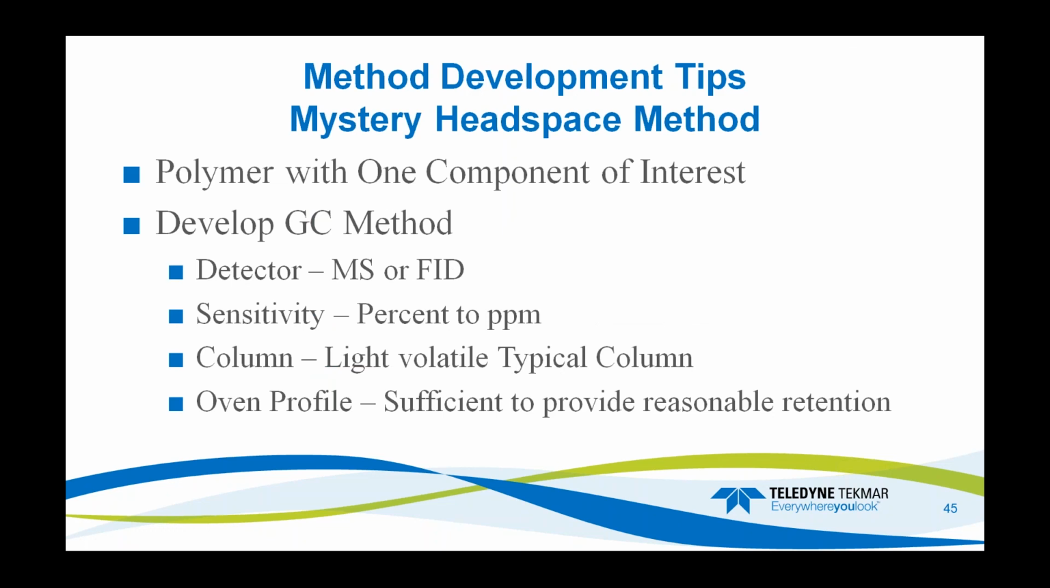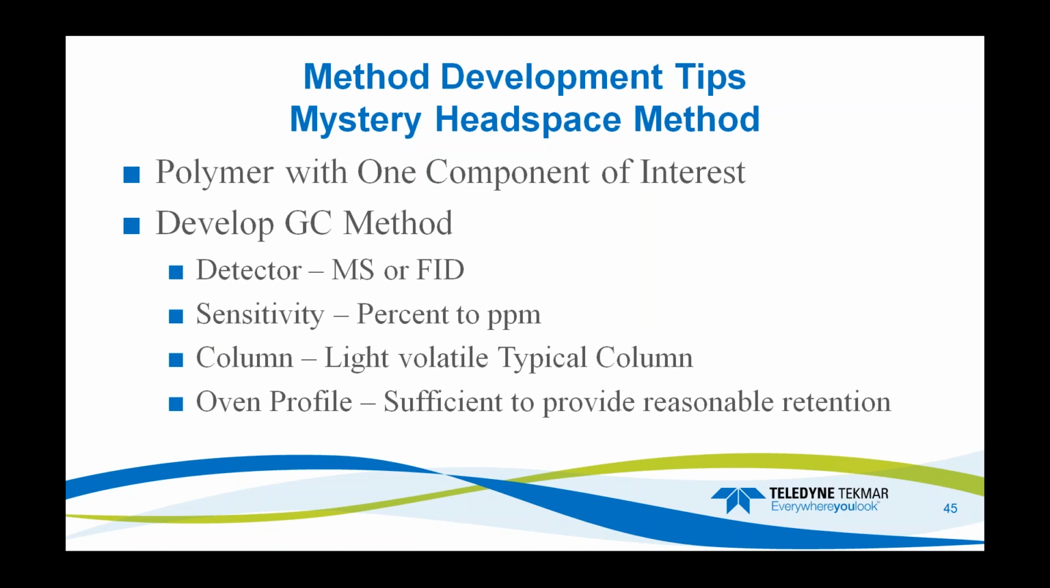For a mystery headspace method, you have a polymer with 1 compound of interest that we were going to look for. First, we would develop a GC method. The detector would be either mass spec or FID or anything else. What's the sensitivity we want to go to? Percent or parts per million. That would kind of dictate which detector we may want to use.